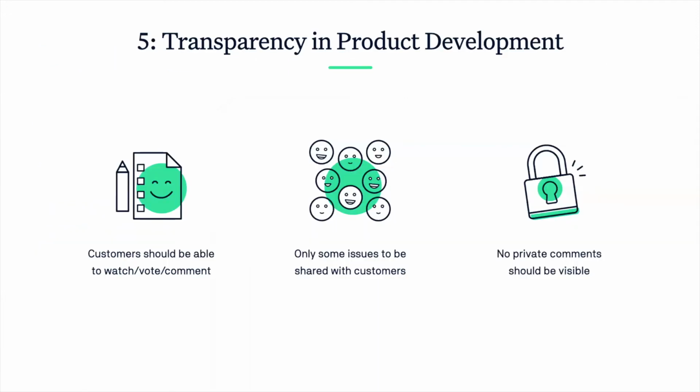As a number 5 example, my last one here, it doesn't look like an issue sync scenario, but it actually is. If you're in product development, you often want to be transparent so that your customers can watch, vote or comment on an issue. You want to get feedback on the features you've planned in your product. But you only want to share some issues with your customers, and maybe you have some marketing to do or some cleanup tasks in your JIRA project, which should be kept private.